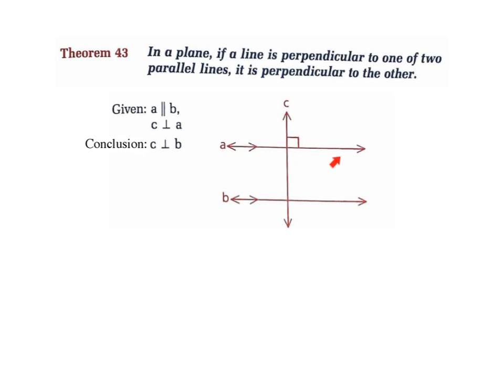I know that A is parallel to B and that C is perpendicular to A. It doesn't say C is perpendicular to B. However, if I know these two things, I can draw the conclusion from this theorem that B and C are perpendicular.